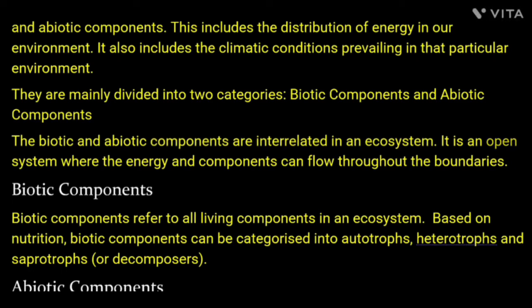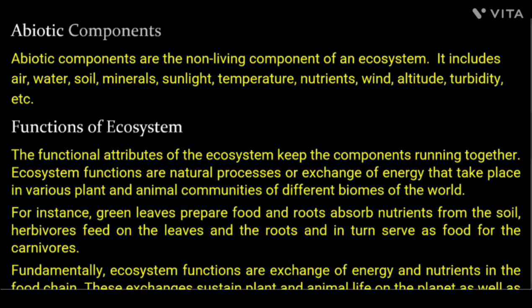Biotic components. Biotic components refer to all living components in an ecosystem. Based on nutrition, biotic components can be categorized into autotrophs, heterotrophs, and saprotrophs or decomposers. Abiotic components. Abiotic components are the non-living components of an ecosystem. It includes air, water, soil, minerals, sunlight, temperature, nutrients, wind, altitude, turbidity, etc.